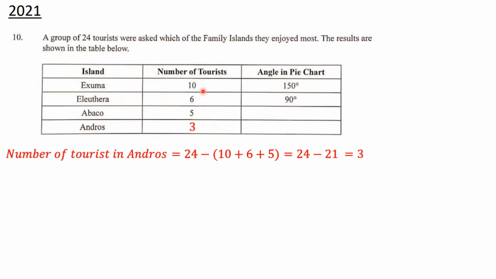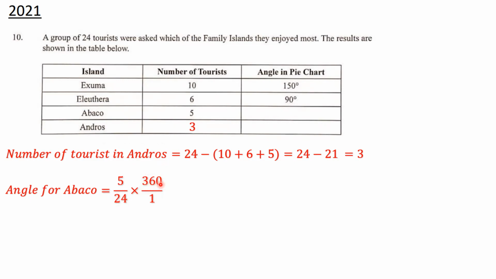Okay. So now we have filled out all of the number of tourists. Now we need to figure out what is the angle for Abaco. So the angle for Abaco, let's see, we have 5 over 24. Why did I do 5 over 24? Well, there are 5 tourists for Abaco, and it's out of a full 24, and I multiply it by 360 because we want to find what fraction of 360 is Abaco. So we have 5 over 24 multiplied by 360 because that's the total number of degrees.